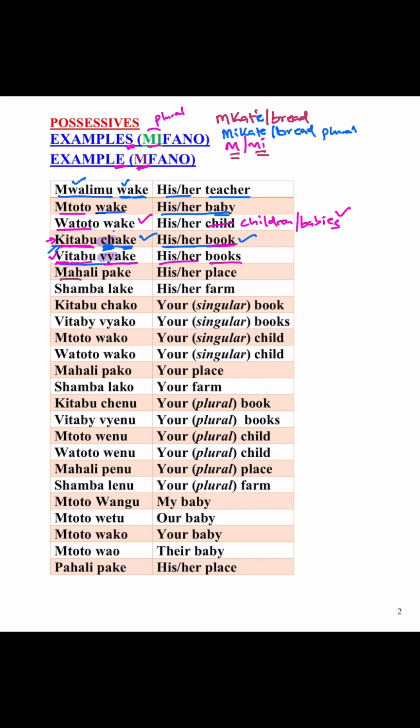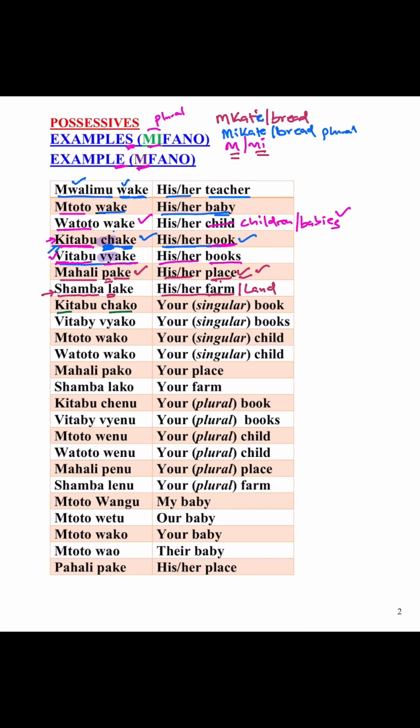Next, mahali, that means a place or position. Mahali. Ake is his or hers. And then because it's a place or position, we use P. So mahali pake becomes his or her place. Shamba. Shamba means farm or land. And then because that's an object, we use L. So shamba lake becomes his or her farm, his or her land.